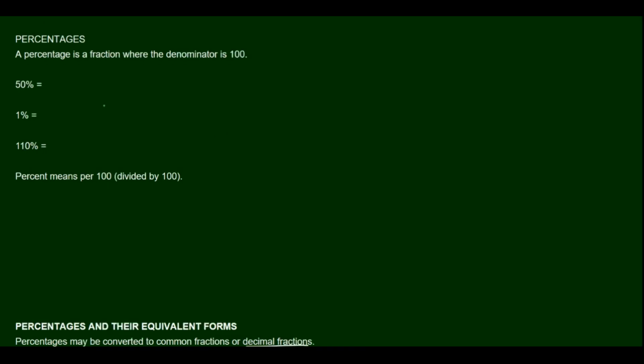In this video tutorial, we are going to understand what percentages are, and we're going to convert percentages to common and decimal fractions. A percentage is a fraction where the denominator is 100. That's a percentage, and percent means per 100 or divided by 100. Like 50%. What is the meaning of 50%? It means 50 over 100.